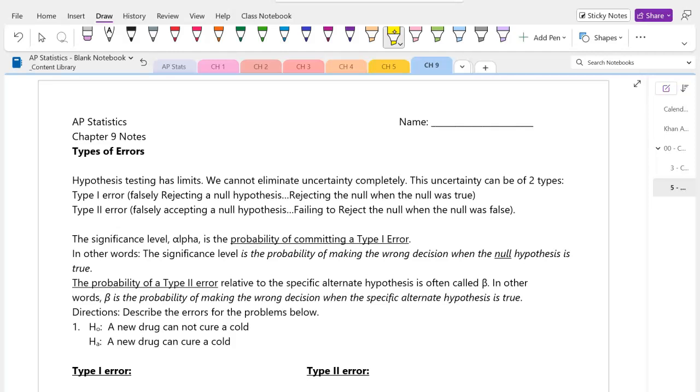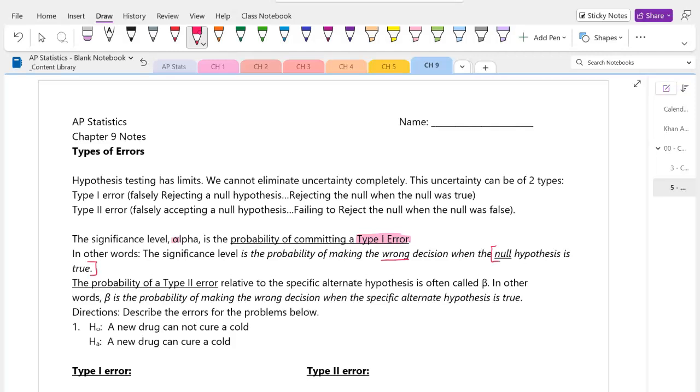So what's the difference? Well, a significance test level is going to be called alpha. This is the probability of committing a type 1 error. That is essentially saying that the significance level is the probability of making the wrong decision when the null hypothesis was in fact true.